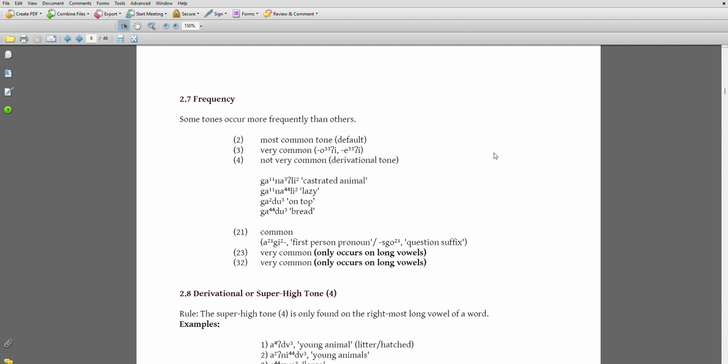2-3 rising. That's very common and it only occurs on long vowels. And the 3-2 falling is very common and it only occurs on long vowels.